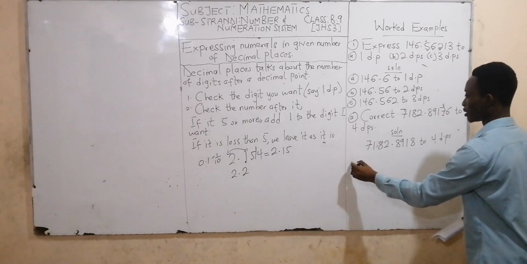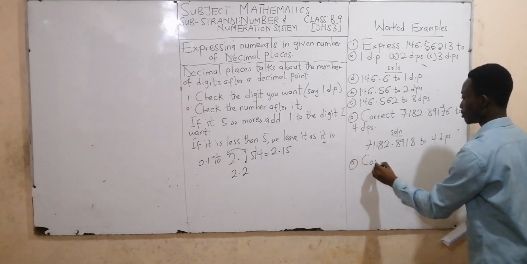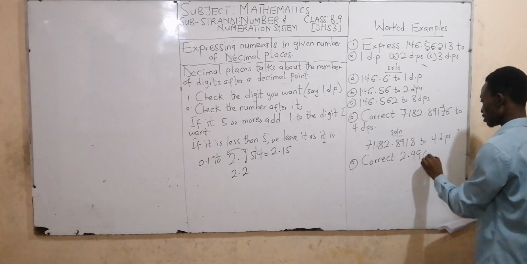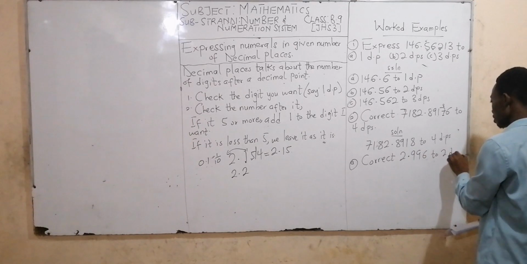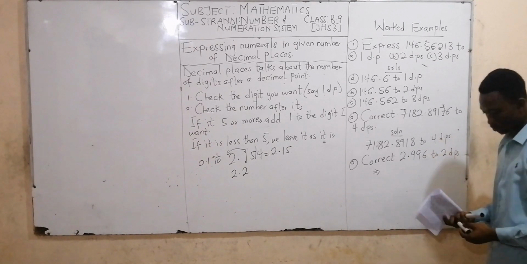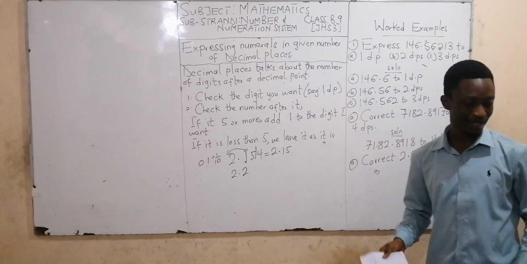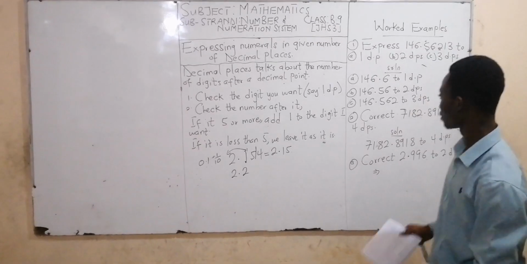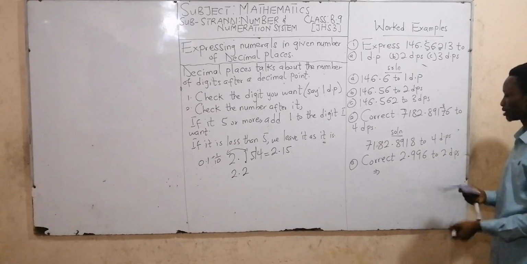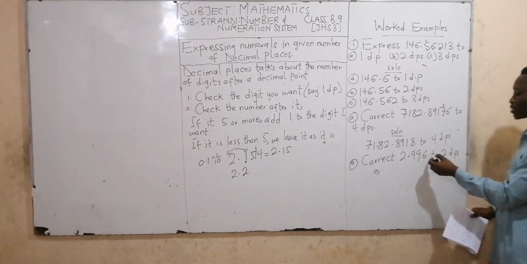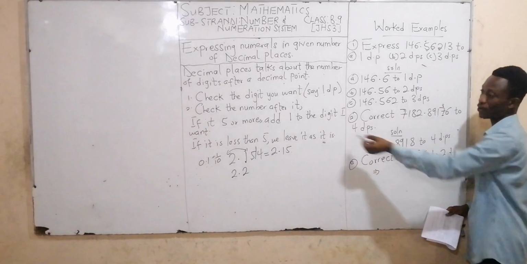Now, what about this one? When a question appears in this form, 2.996 to 2 decimal places. What about this one? It gets a bit scary. Is that easy and simple? Now watch. What number falls on 2 decimal places? It is 9. Good. So let's check what comes after. It is 6. It falls in this category.